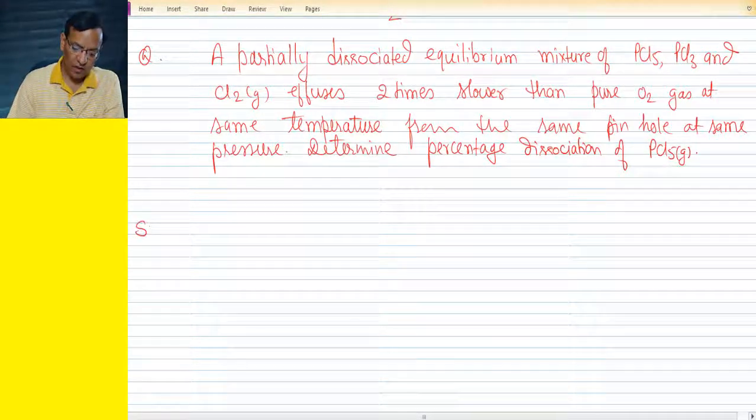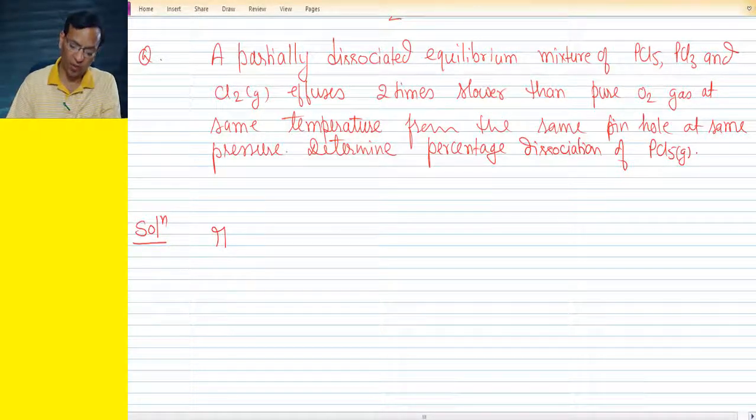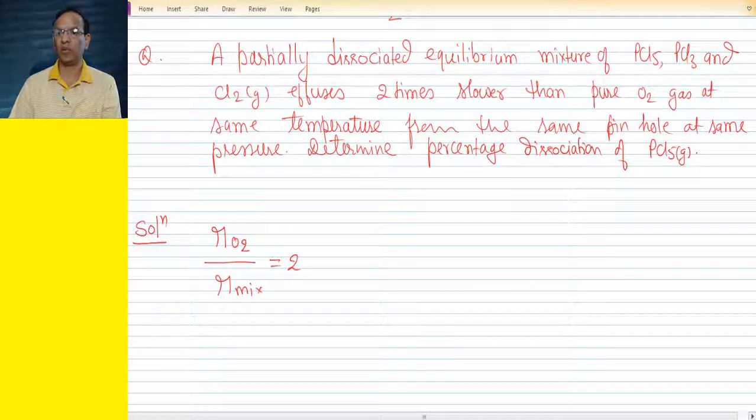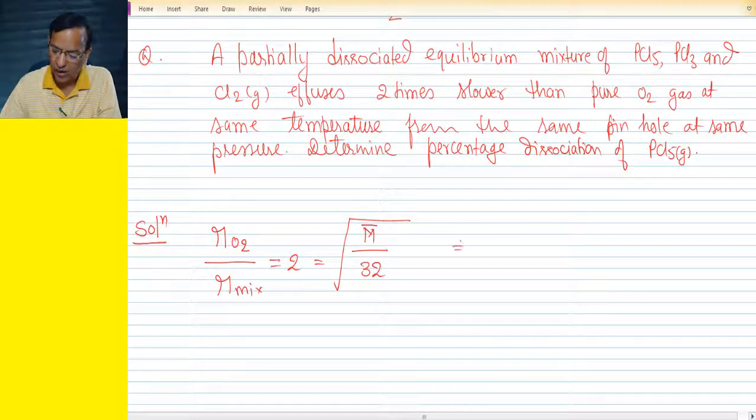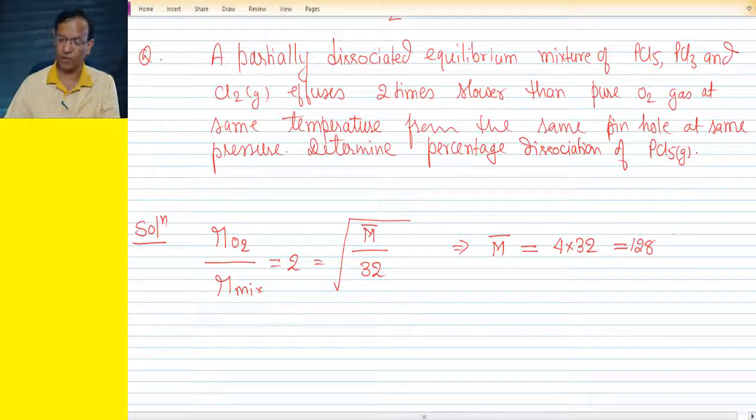The condition given is that the rate of effusion of O2 upon the rate of effusion of the mixture is 2. The mixture is 2 times slower, so oxygen is 2 times faster, and that will be equal to the square root of the average molar mass of the mixture divided by the molar mass of oxygen, which is 32. So the average molar mass of the mixture will be 4 into 32, which is 128.